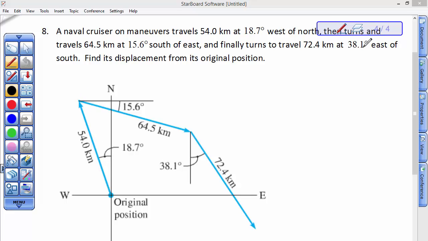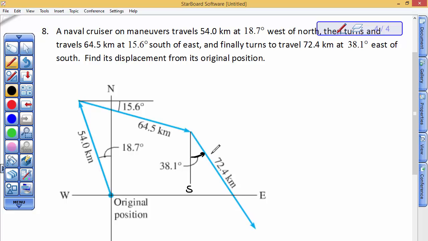Then it turns and travels 64.5 kilometers at 15.6 degrees south of east. So here's north, here's east. It's going to go south of east 64.5 kilometers. This picture is an attempt to be drawn to scale. Finally, it turns to travel 72.4 kilometers at 38.1 degrees east of south. So this direction is south right here. So if we go east of that, the 38.1 degrees, 72.4 kilometers.